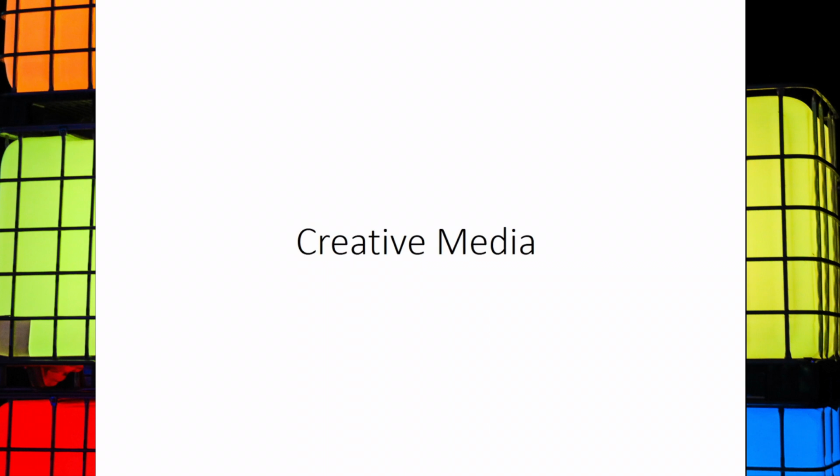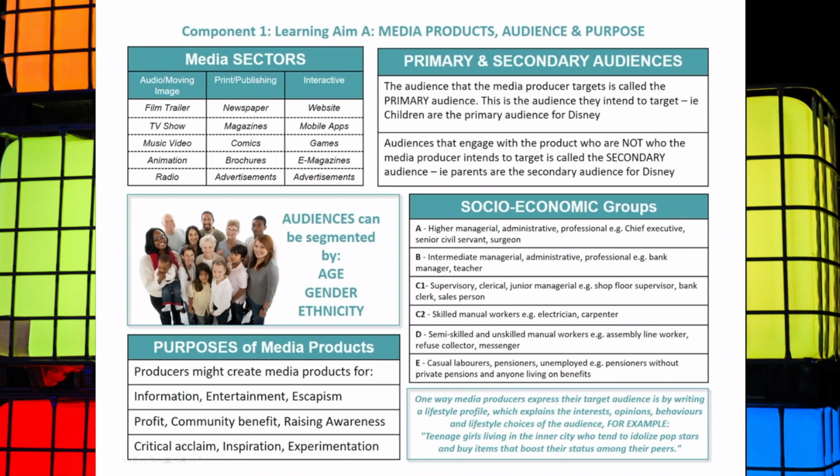Creative media is a BTEC course that you can start in year 9. The course itself is split up into 2 components. The first thing we do is learn how to identify different types of media products, and those products occupy different media sectors. Those 3 sectors are audio, moving image, print and publishing, and the interactive media sector.